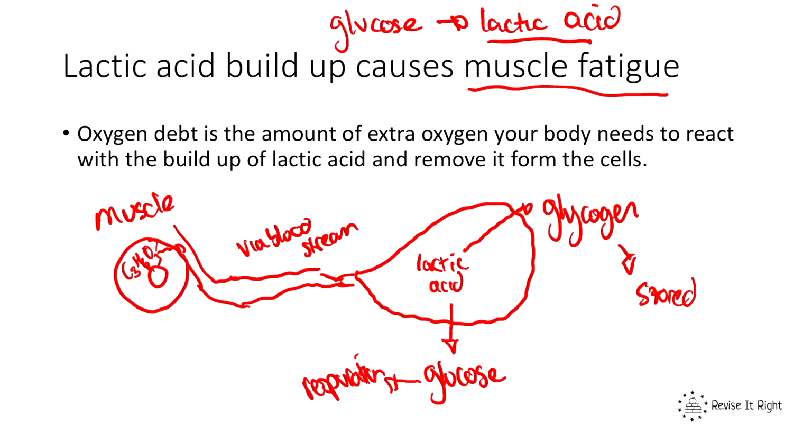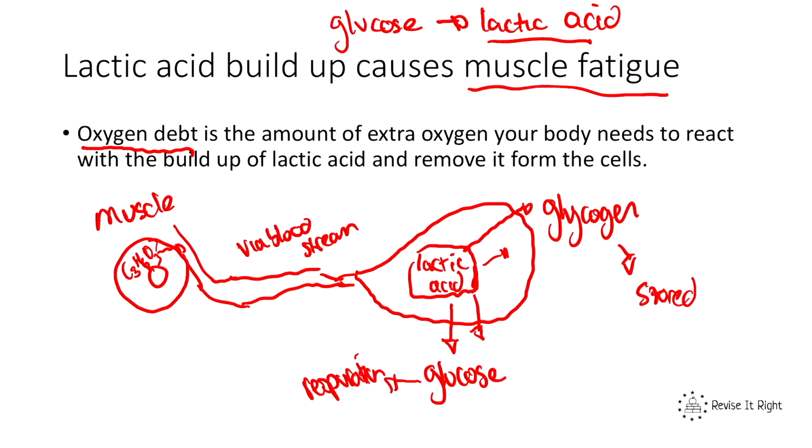Now we've got a term here at the top, oxygen debt. Now, oxygen debt is the amount of extra oxygen your body needs to react with the build-up of lactic acid and remove it from the cells. So that's quite a long-winded explanation, so let me just explain. Oxygen debt is the amount of oxygen that's required to convert this lactic acid here back into glucose or glycogen to remove it completely from our cells.